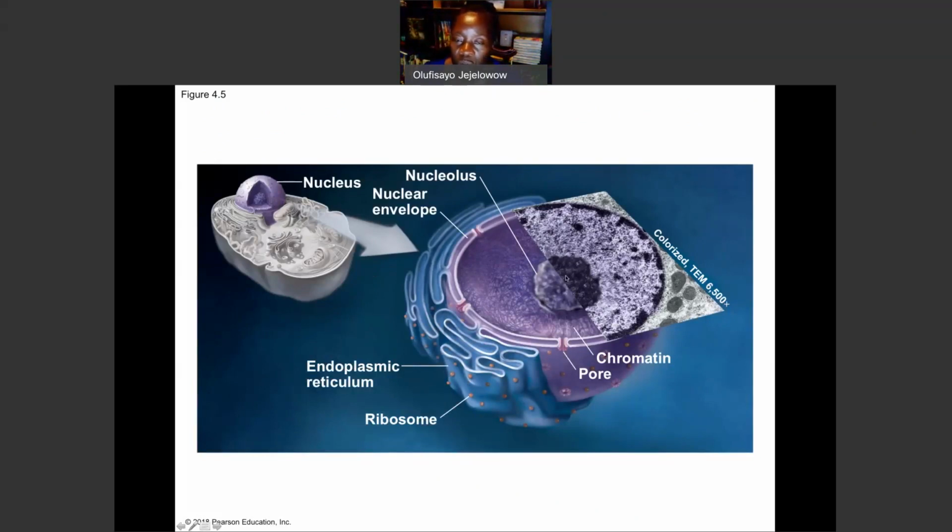So this is the nucleus. This denser area is the nucleolus. This is where the making of ribosomal subunits occurs. The subunits will be able to leave the nucleus through the nuclear pore and go into the cytoplasm.